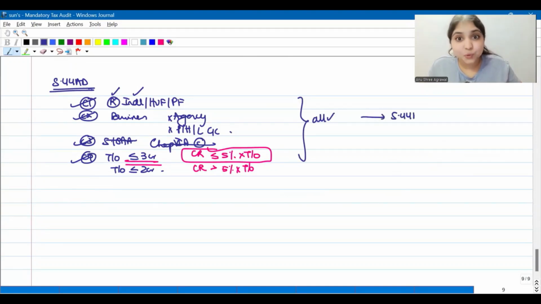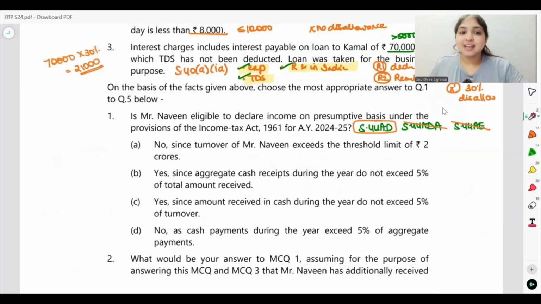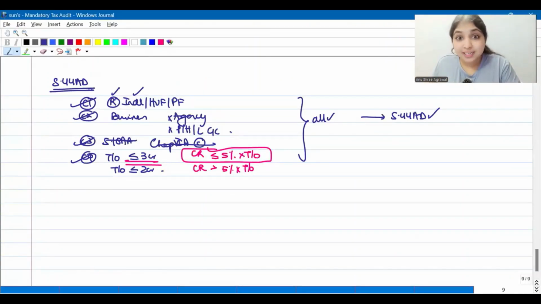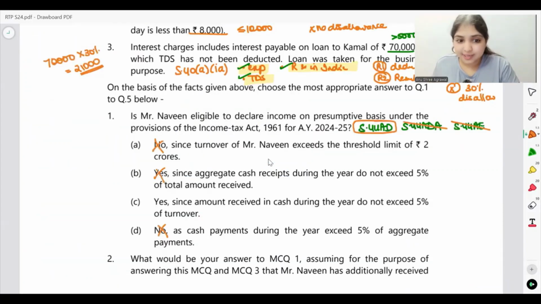Therefore, they'll come to 44AD. So they are asking us over here, is Mr. Naveen eligible to declare income on presumptive basis? Yes, 44AD is applicable to the assessee. So the answer can definitely not be no, either option B or option C. Option B says yes, since aggregate cash receipts during the year do not exceed 5% of total amount received. No, it should not be total receipt. It should be only turnover. So not this option as well.